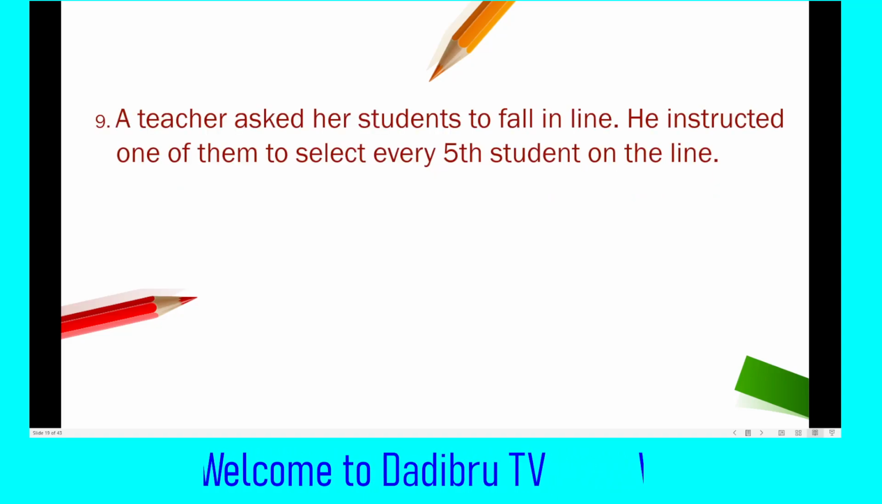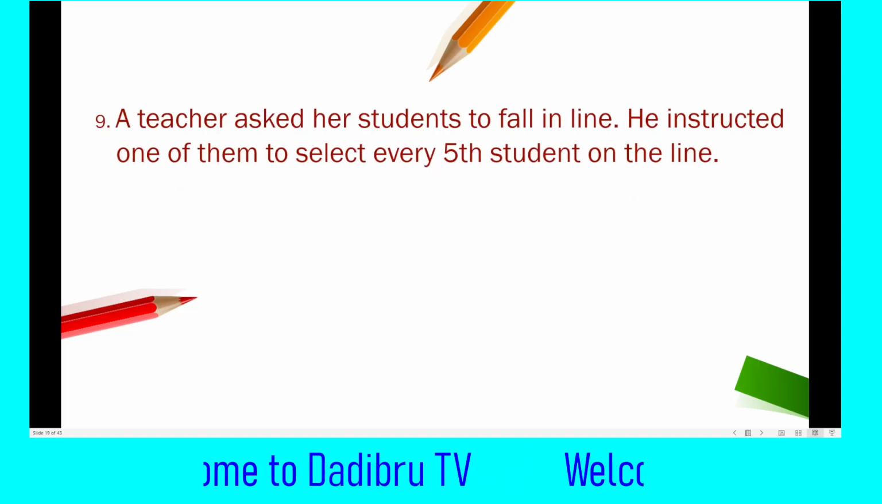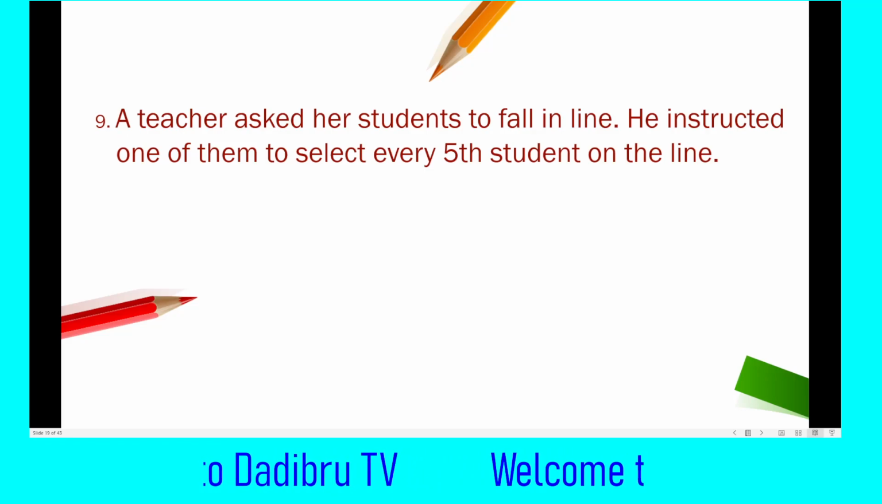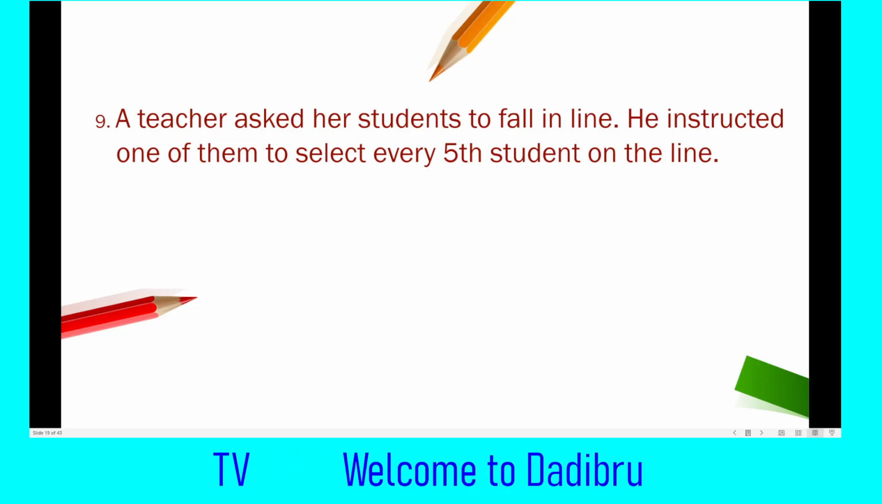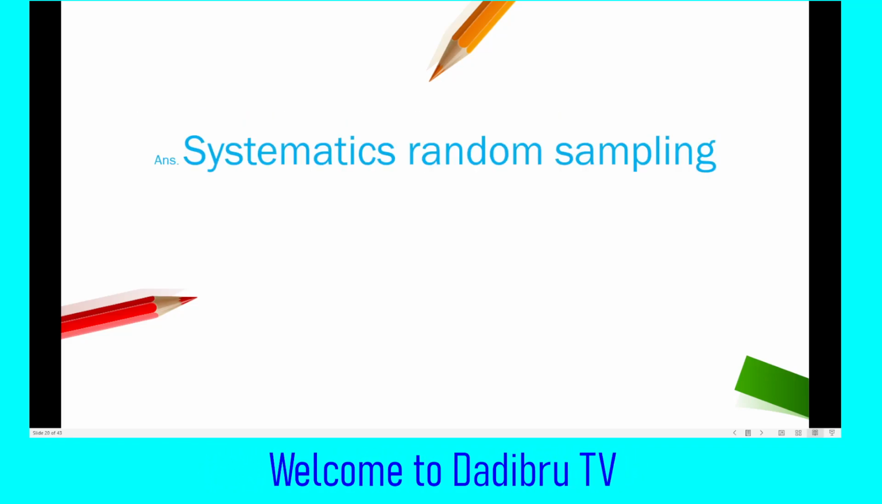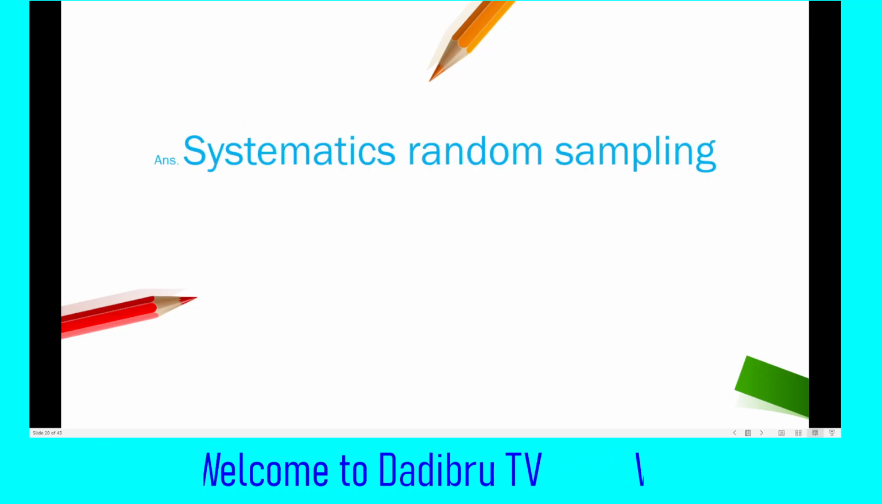Question number 9. A teacher asked her students to fall in line. He instructed one of them to select every 5th student on the line. What's the answer? The answer is systematic random sampling.